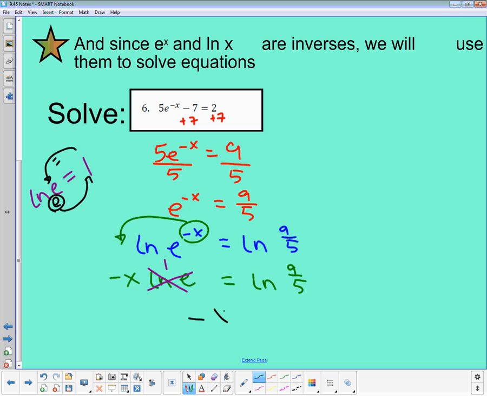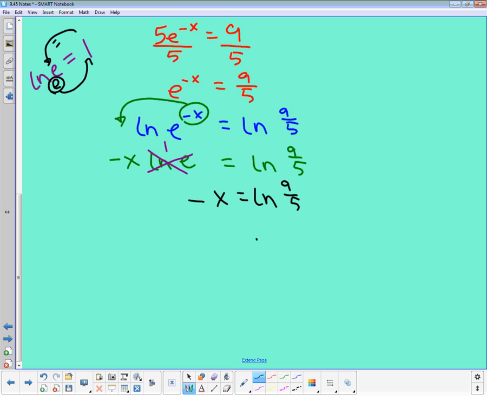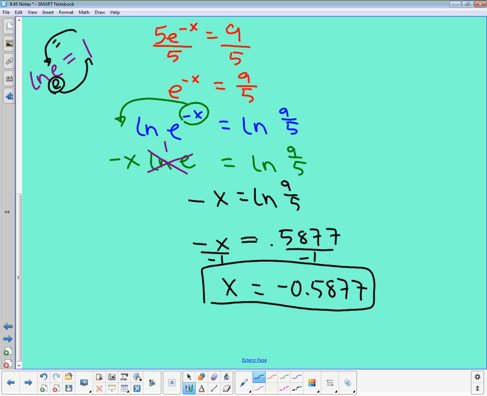I have negative x is equal to ln of 9/5. I can go ahead and plug that into my calculator. The natural log of 9/5 is about 0.5877, so I'd have negative x is equal to 0.5877, and then I need that to be positive, so I'm going to divide by -1. X is about -0.5877. So there is the solution to one of the equations that I'm looking at today using natural logs.